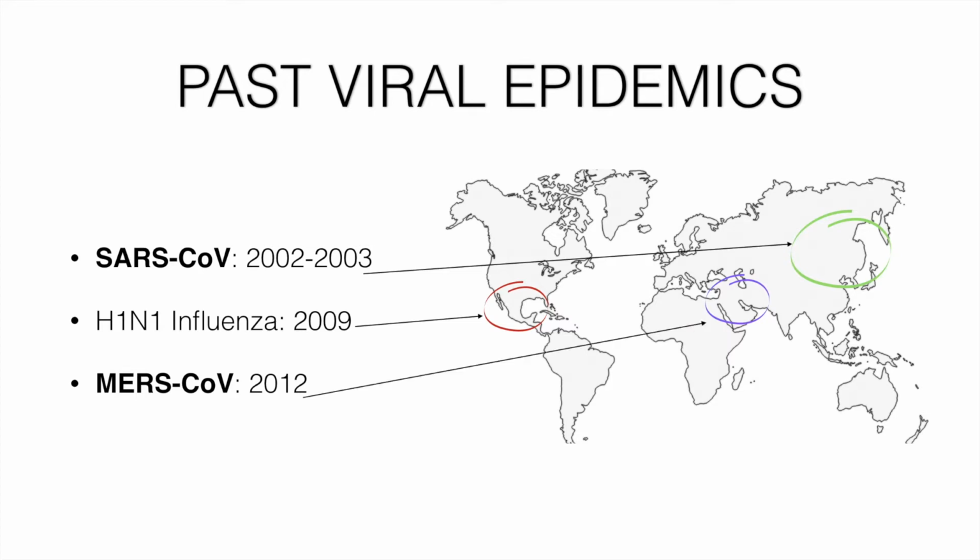And then we have MERS coronavirus, which originated in Saudi Arabia, discovered in 2012, and subsequently spread throughout various regions as well. For the sake of this presentation, I'm going to focus on, as far as history is concerned, SARS and MERS, because they are both coronaviruses.